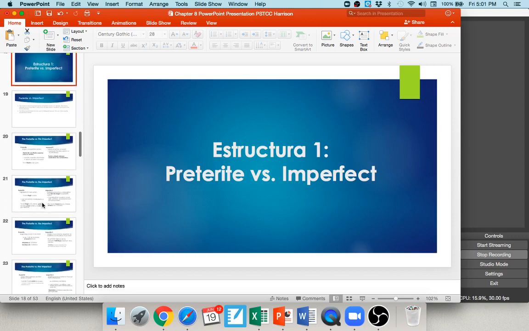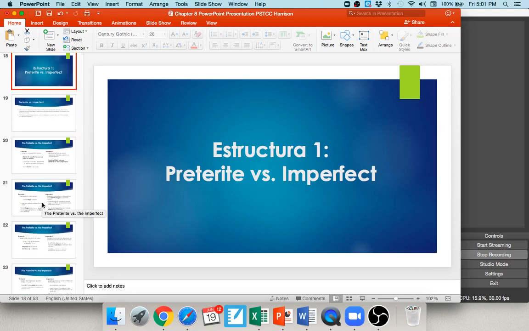Okay. All right, guys. So this is the moment you have been waiting for. Our probably the most difficult grammar structure you will learn, in my opinion, in all of Spanish, is the preterite versus the imperfect. So we're going to spend some time on this. We're going to talk about it. We're going to make sure you feel nice and good and comfortable with these things.